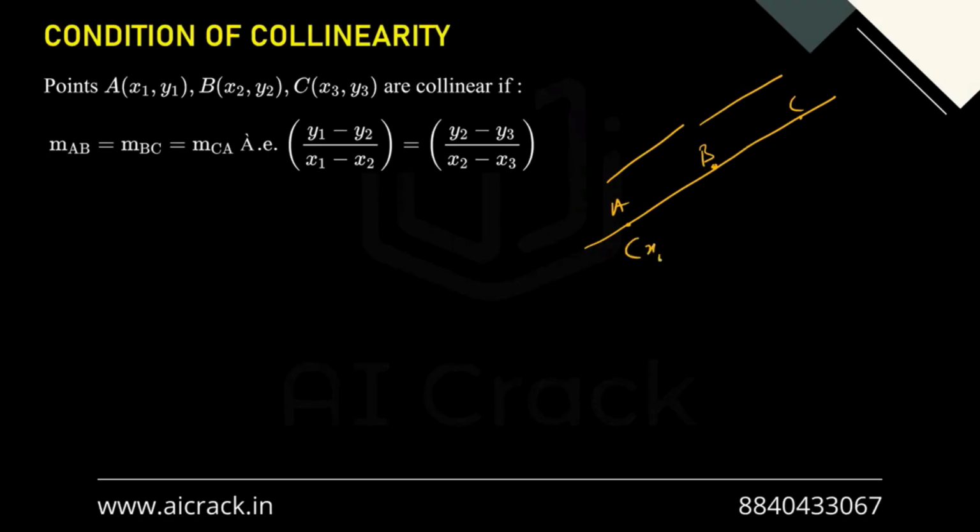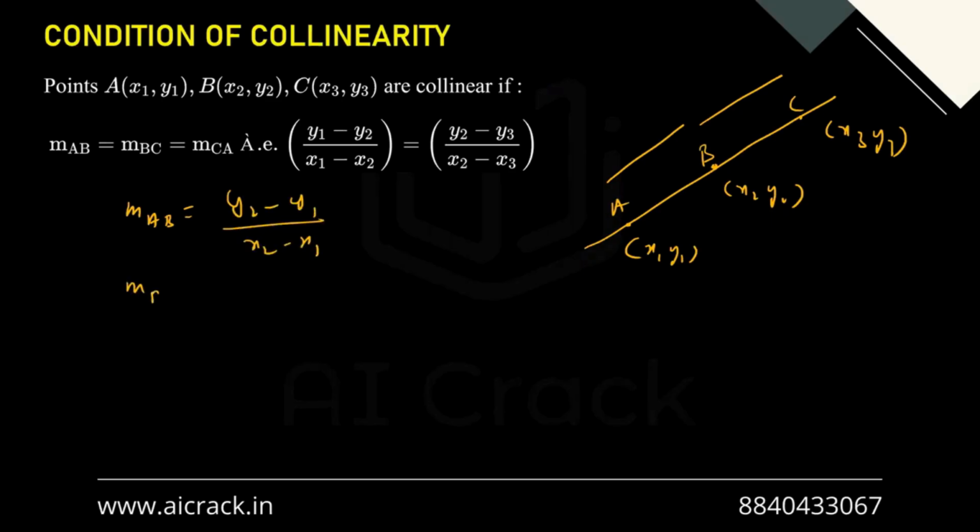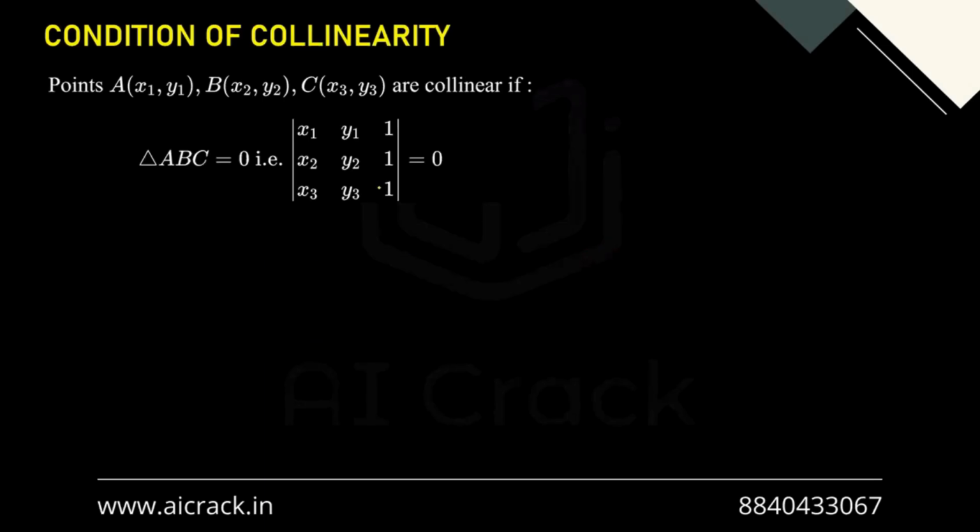So let's say this is x1, y1, this is x2, y2, and this is x3, y3. So that would mean if I try to write the slope of AB, m_AB would be y2 minus y1 divided by x2 minus x1, and m_BC would be y3 minus y2 divided by x3 minus x2, and both of them should be equal, right? So this is our first condition.